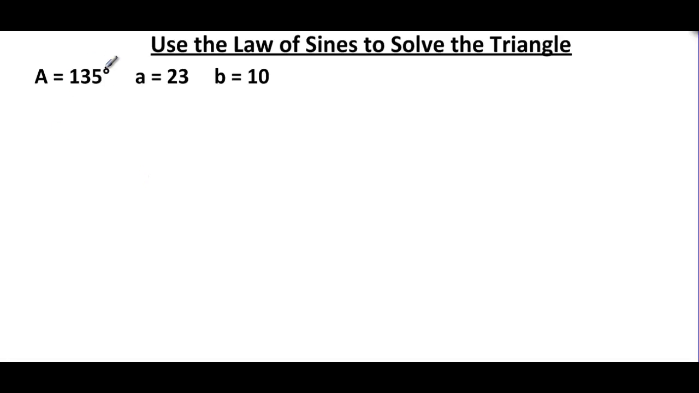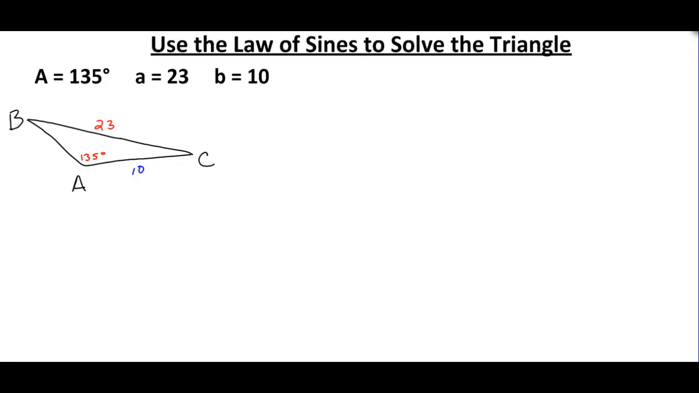I noticed that my angle A is obtuse, so I'm going to actually draw an obtuse triangle. You don't have to, but it might make some problems a little easier for you. So I'm going to call this angle A, and it doesn't matter where you put B and C. I use uppercase letters for angles, lowercase letters for sides. So angle A is 135 degrees. I like to label it. I know that side A, so little a across from angle A, is 23. And I see that side B, so the side across from angle B, is 10.